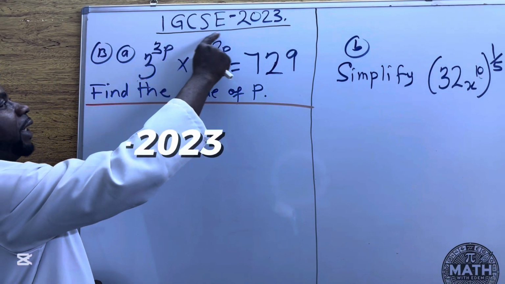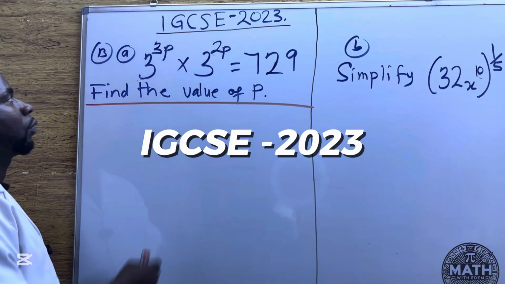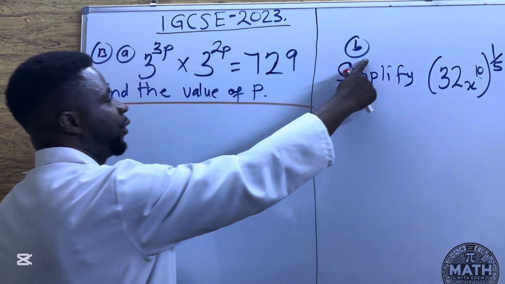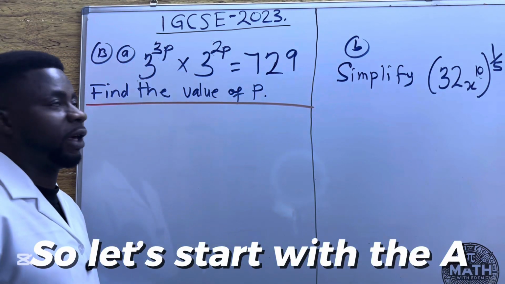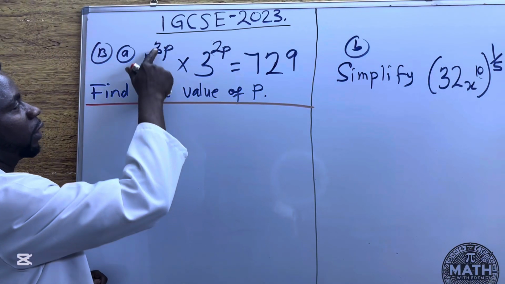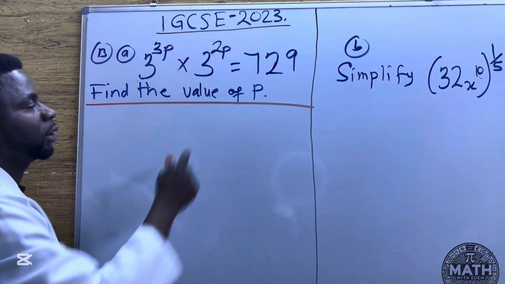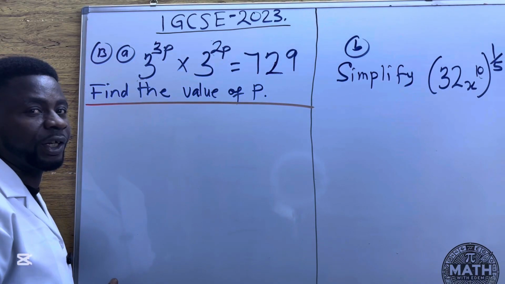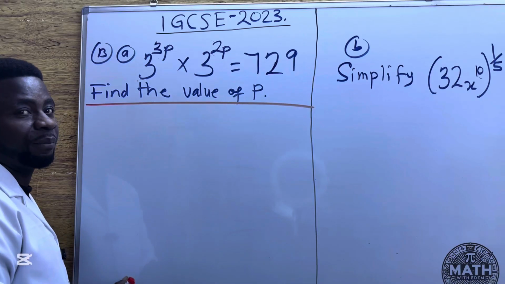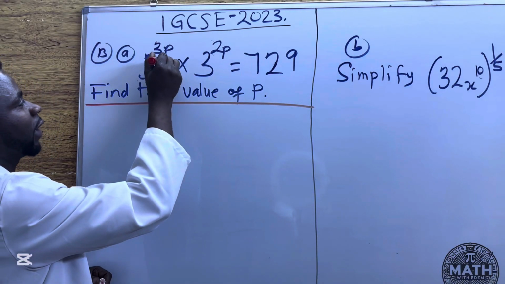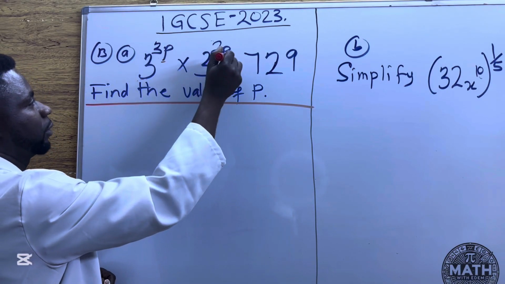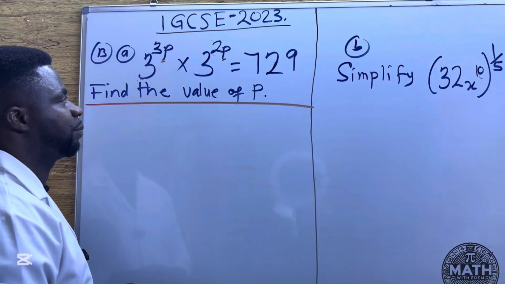Let us look at IG 2023, question number 13A and then 13B. So let's start with the A. It says 3 to the power 3p multiplied by 3 to the power 2p equals 729. Find the value of p. So we are going to find the value of p. We have two p's here.